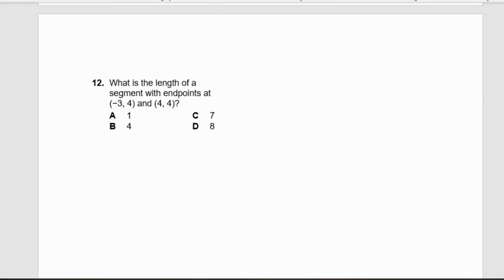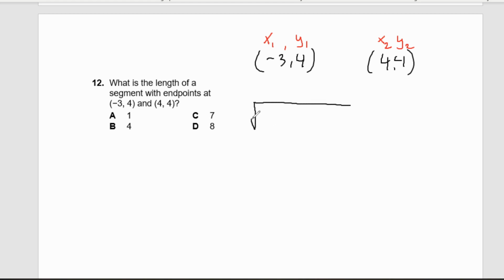And up next we have question 12. What is the length of a segment with endpoints at -3 and 4? So I'm just going to rewrite those points here so that I can label them x1, x2, y1, y2, just to make this easier. So here's x, y, here's x, y, and I'm going to label this 1, 1, and this 1, 2, 2. And then I'm going to write out my distance formula again. Again, that'll be on the board for you during your exam.